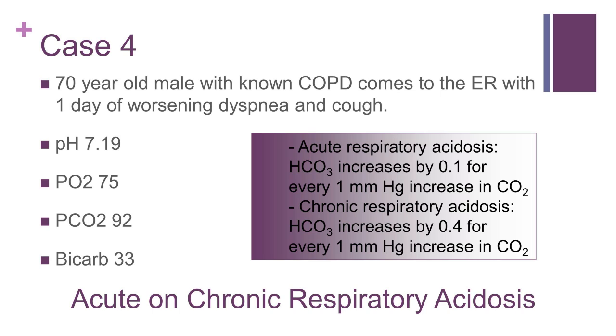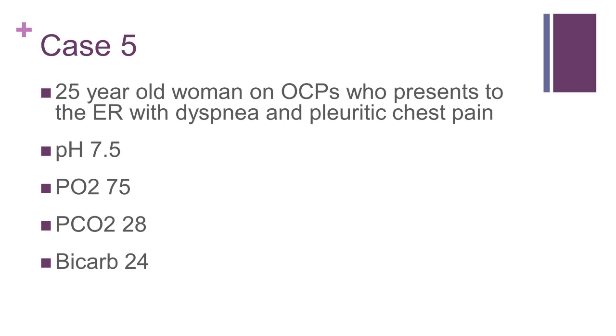In our next case, we have a 25-year-old woman who presents to the ED immediately following a sudden onset of pleuritic chest pain and dyspnea. She is otherwise healthy, and the only medication she is on is a combination oral contraceptive pill. She is hypoxic with a PO2 of 75. Her pH is 7.5, so she is alkalotic. Her PCO2 is low, so this is a respiratory alkalosis.